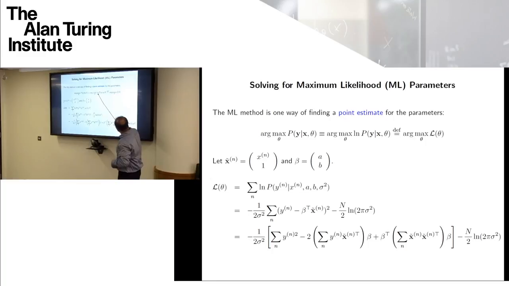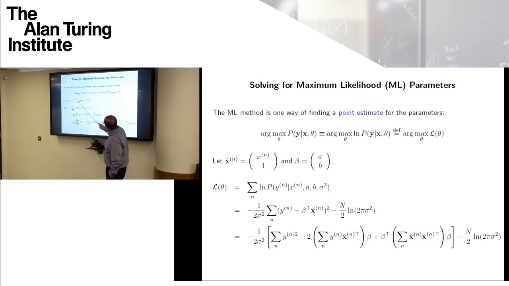The log is very useful because it turns my product into a sum, and then life becomes easy when I have a sum. It's also numerically a good idea to do. So I'm going to argmax the log likelihood function, which I'm going to call L of theta. And now I'm going to do a couple of tricks.